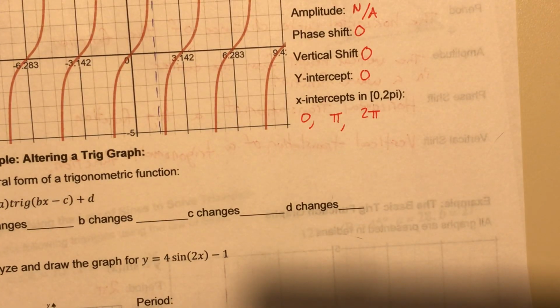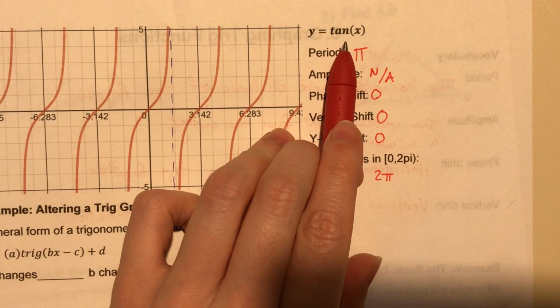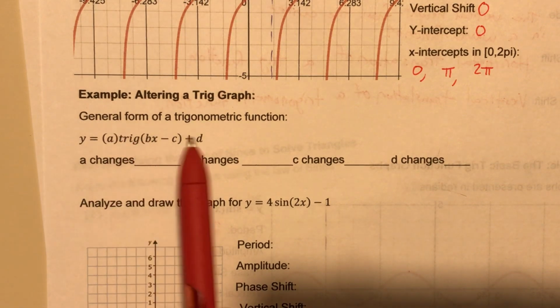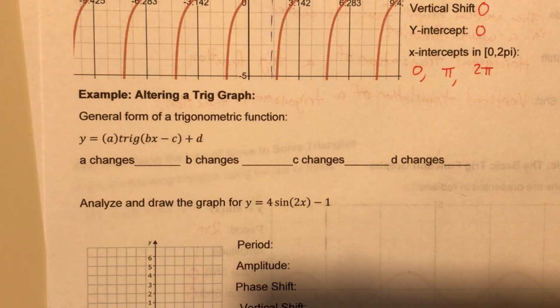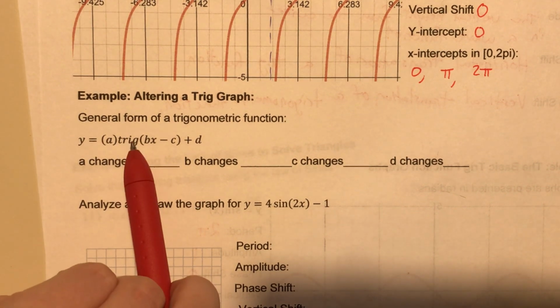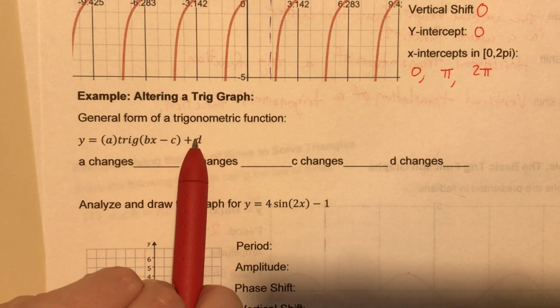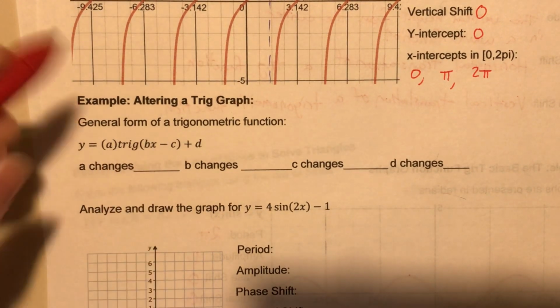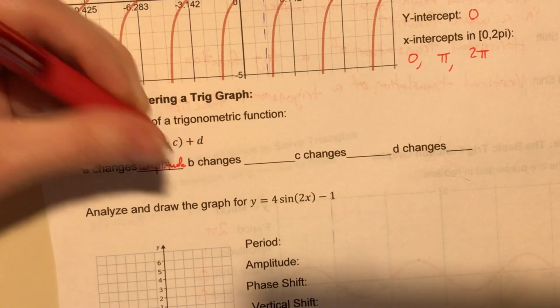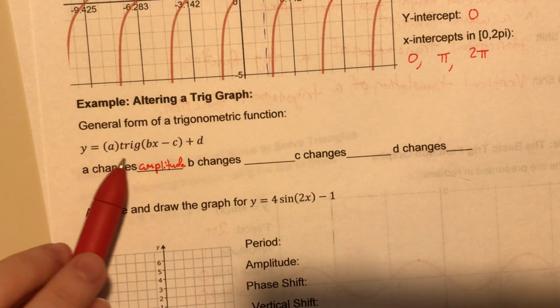So what we want to do now is alter these trigonometry graphs. We want to say, what could we do to our base functions to change them? And so this is sort of our general form of a trig function. We've got all of our variables in here that do different things to our function. So the general form of any trig function is going to be y equals a, and then the trig function, this could be sine, cosine, or tangent, and then bx minus c plus d. So the a value is going to change the amplitude. Amplitude. So whatever a is going to be the height or the amplitude of your graph.